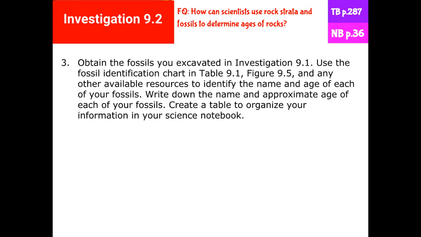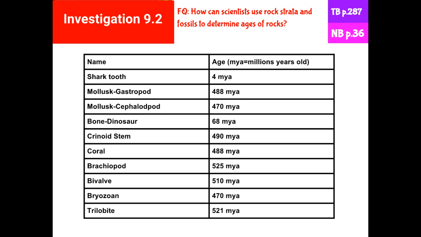You're going to obtain the fossils that you excavated yesterday in investigation 9.1. And now you're going to use the fossil identification chart in your book to determine the relative age, the approximate age of each of the fossils. And you're going to write that down and create a table to organize that information in your science notebook. It should look something like this.